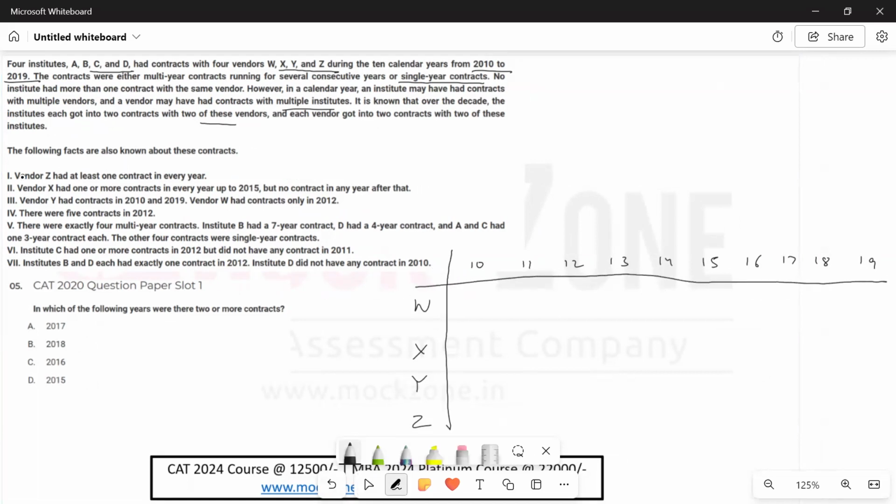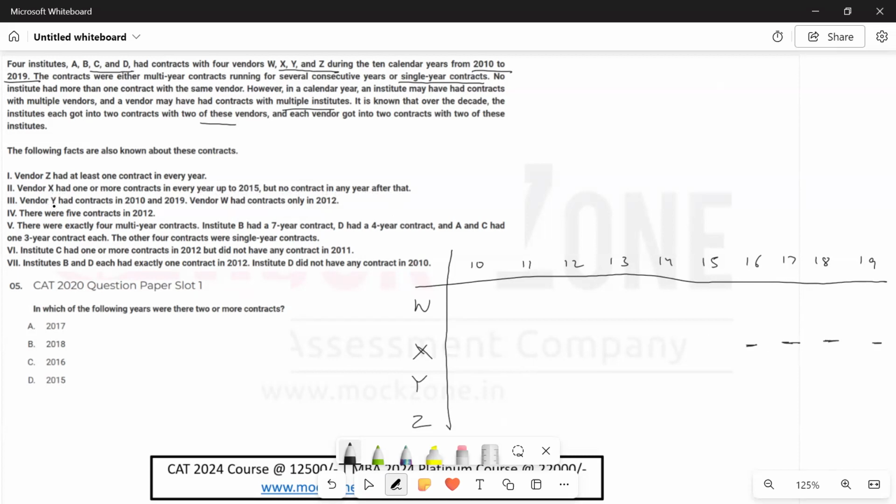ठीक है. अब द फॉलोइंग फैक्ट्स आर नोन अबाउट दीज कॉन्ट्रैक्ट्स. वेंडर जेड हैड एटलीस्ट वन कॉन्ट्रैक्ट इन एवरी ईयर. सो जेड के पास in each year from 2010 to 2019 he had a contract in every year. Vendor X had one or more contracts in every year up to 2015 but no more contracts in any year after that. So vendor X had contracts in every year till 2015, but after 2015 he did not have any contract. Okay, so no contract in 16, 17, 18 and 19.